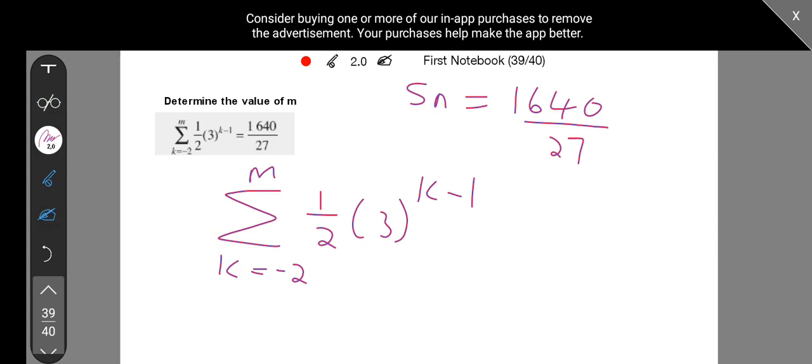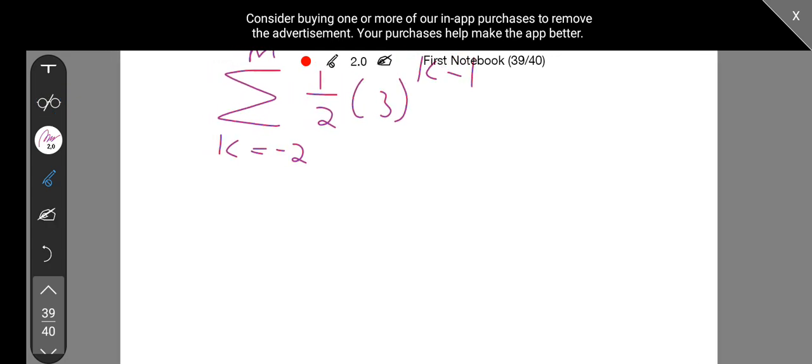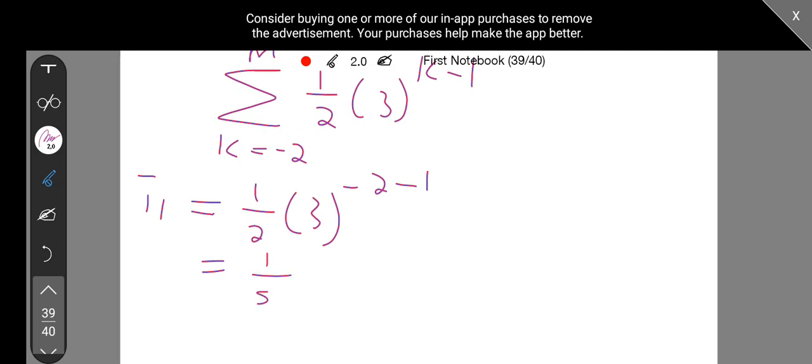Term number 1 is equal to 1 over 2 multiplied by 3 to the power of, we plug negative 2 into the given expression. So it's 1 over 2 multiplied by 3 to the power of negative 2 minus 1. The answer is 1 over 54.